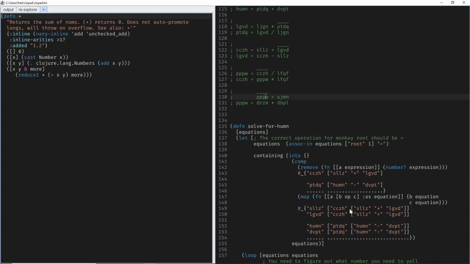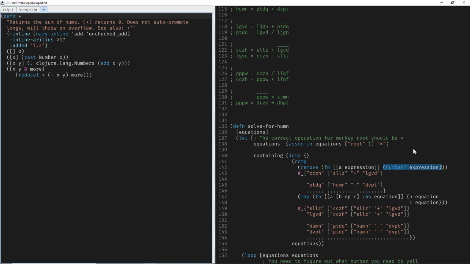For example, this formula here, or this one with a human inside it. This formula on the right-hand side has a human inside it and a dvpt. So why don't we have a lookup table where the interesting operands are the keys and the equations are the values. So every equation appears twice, once for the first key, this guy here, and once for the second, this guy here. Okay, so how do we do that?